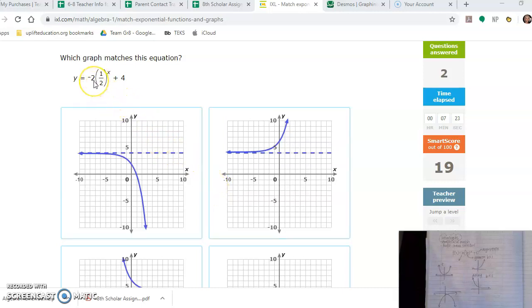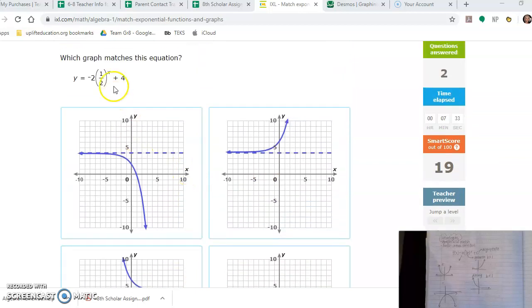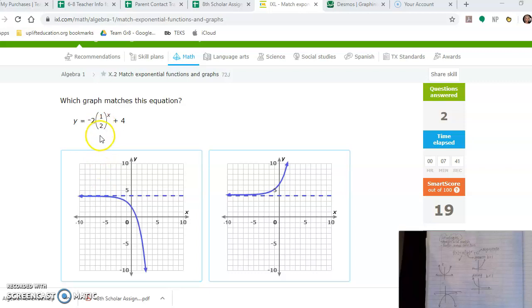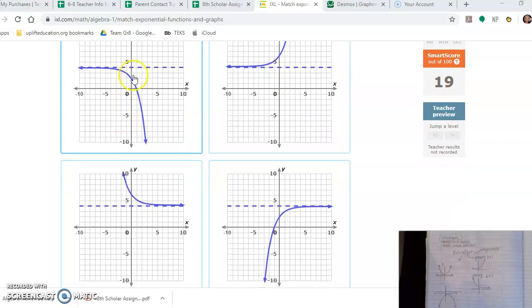I have a negative a value, which means it's going to be flipped downward, so I can eliminate this one right here and this one right here. These two are gone. My 1/2 is my growth or decay factor. To be perfectly honest with you guys, it's hard for me to tell when they're flipped downward what it's supposed to look like. But I know that my +4 is my asymptote value, so my dotted line should be at 4. Both this one and this one have asymptotes at 4, so I'm just going to graph and check.